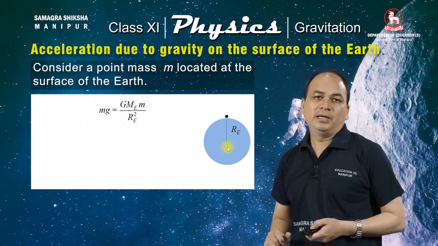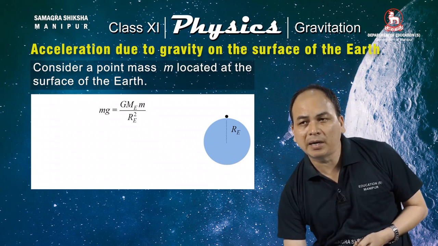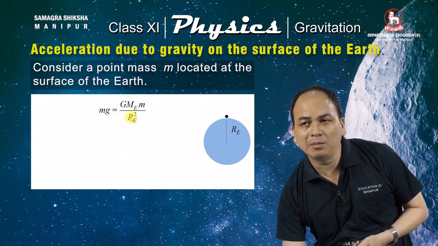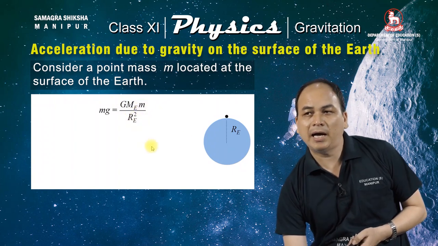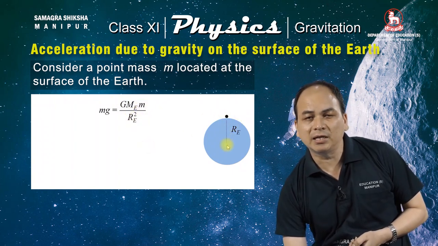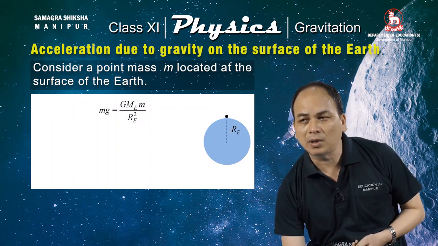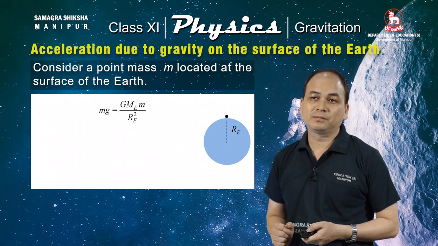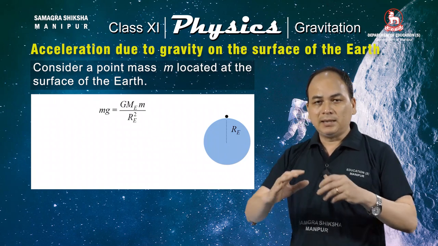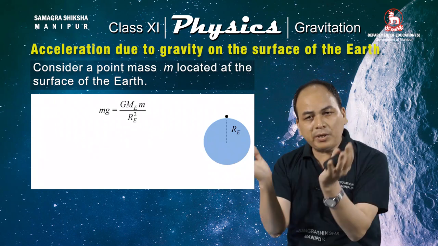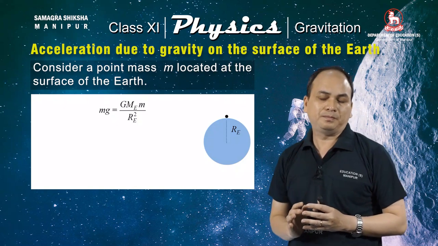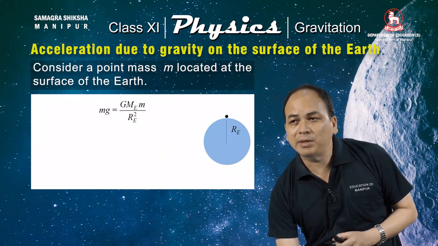There will be a force of gravitation between the object and the earth, and its magnitude is given by G M e m by R e square. If the object is on the surface of the earth, the distance between the earth and the point mass is equal to R e, the radius of the earth. Here we have to assume that the earth is a proper spherical object.